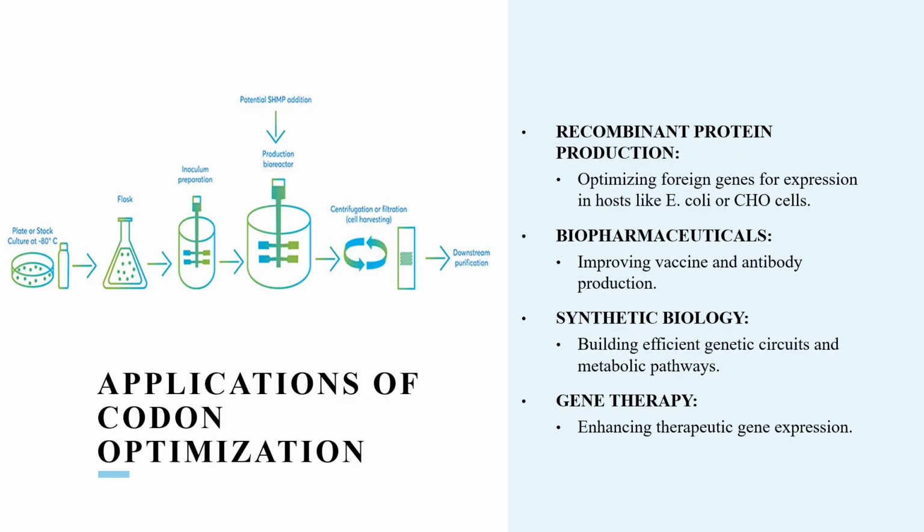All of these are mainly applications in which we use codon optimization, and it will be very beneficial in biopharmaceuticals because we improve vaccine and antibody production. In synthetic biology, we build efficient genetic circuits and metabolic pathways. And then gene therapy will be very beneficial because in the modern age gene therapy is very important in our life, in human life, and in our animals. We also use this and test that.